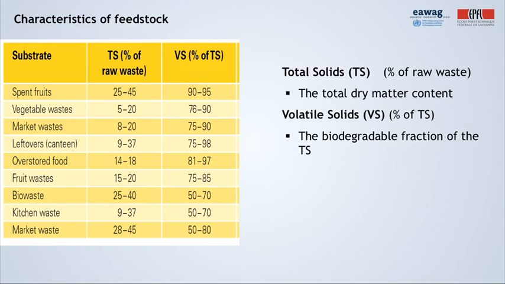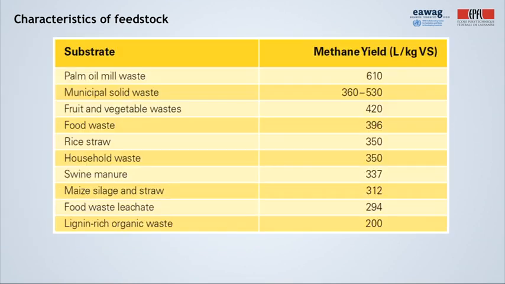Levels of total solids and volatile solids in waste differ depending on the type of waste. In this table, you can see some examples regarding total solids and volatile solids of different waste feedstocks. Depending on the type of waste, you can also expect different amounts of methane yield, as shown in this table.